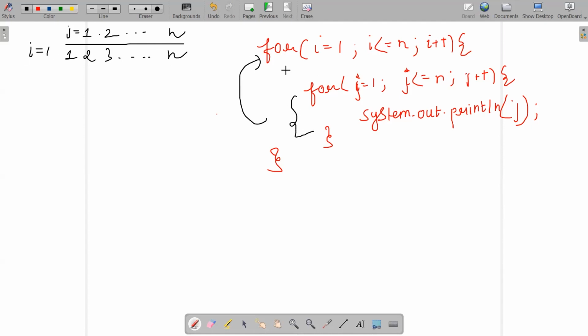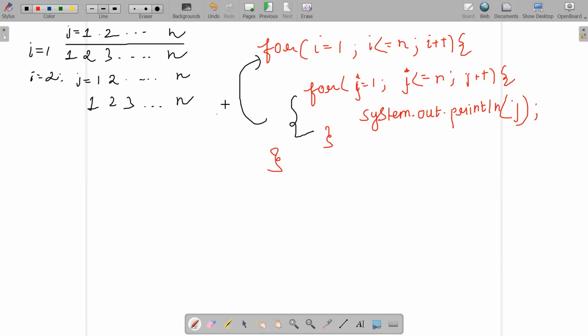You will go back. i will be increasing, right? i will be increasing to 2. Again, j will be reinitialized. Again, the jth loop will be reinitialized from 1. It will go through a series of increments from 1 to n. And again, the values 1, 2, 3 till n will be printed. Am I correct? That's how your loop behaves.